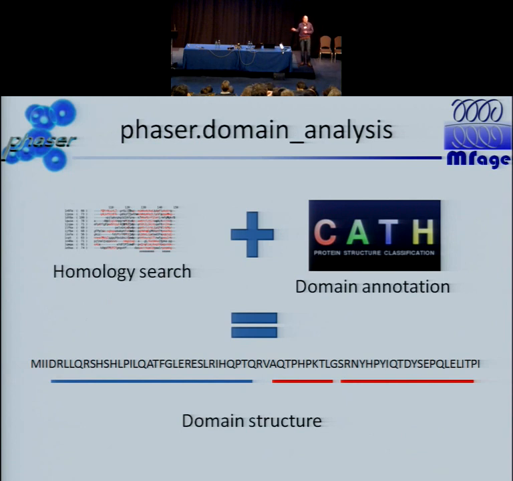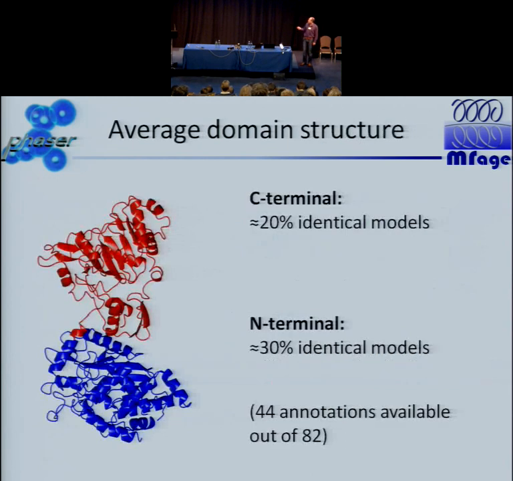So what we need to do is check each homology search result in the CATH database, whether they have an annotation for it. If they have, then we map it onto the sequence based on the sequence alignment that is coming with the homology search. This is actually implemented in a program, Phaser domain analysis. And using this program, these are the domain results that I'm getting for this protein.